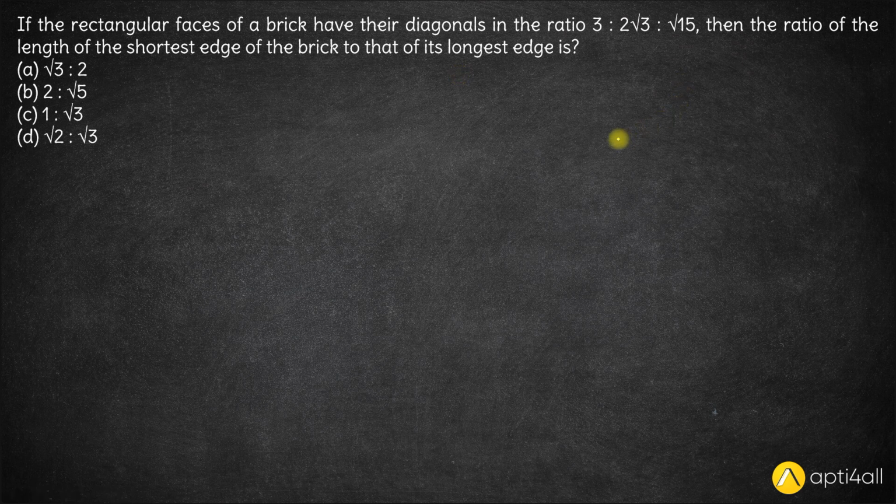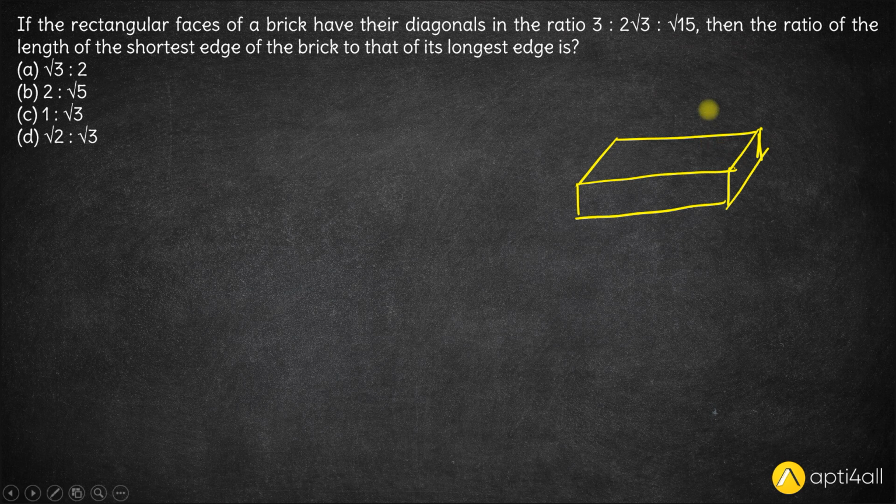So let's draw the figure of a brick first of all. A brick will be effectively of the shape of a cuboid, right? So this is how a brick is. Now we are talking about the three diagonals here. The three diagonals will be, first is the diagonal of the front surface. Next you have the diagonal of the right and the left surface, and then you have the diagonal which is on the top. So this is, let's say D1, this is D2, and this is D3. These are the three diagonals.